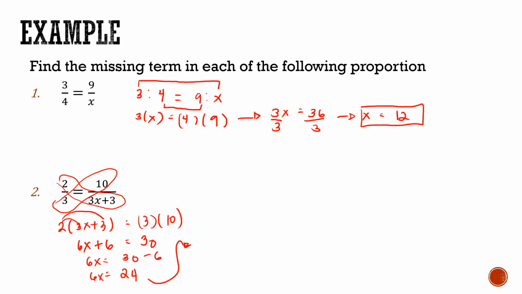Next, we need to eliminate the numerical coefficient of x, which is 6, by dividing both sides by 6. So 6 here will be cancelled out. The value of x now is equal to 24 divided by 6, which is equal to 4.